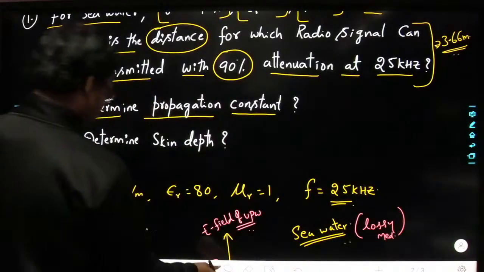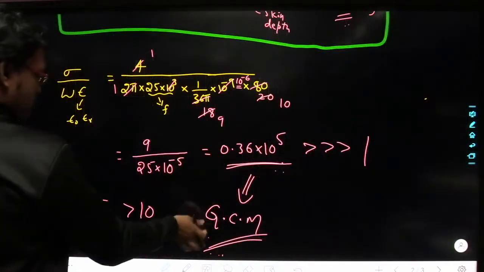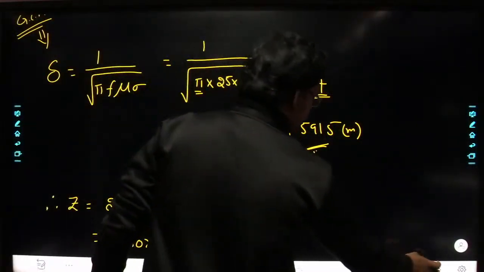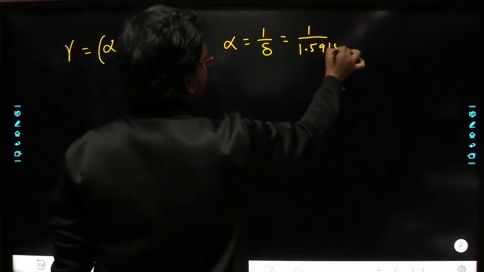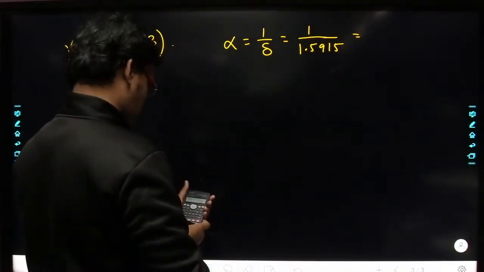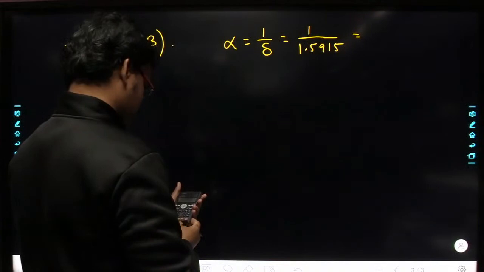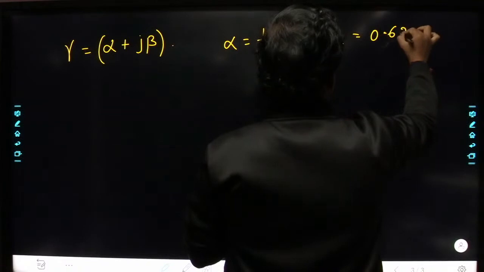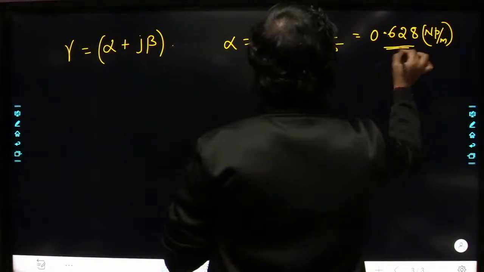So what is the skin depth we got? Skin depth is 1.5915. So 1 divided by 1.5915, what are you going to get? You are going to get 0.628 here, 0.628 Neper per meter. So this is the value of alpha, right?